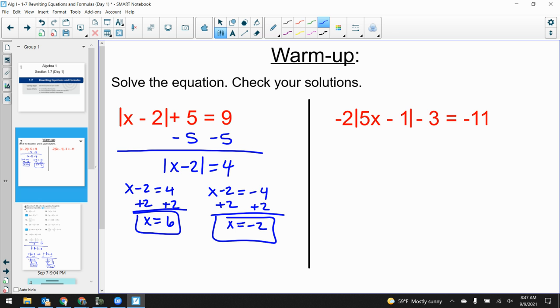Questions about that? Yes, sir. I did it differently, but I got the same answer. Well, okay, that's fine. I added the 2 in the parentheses first. We got the same answer.